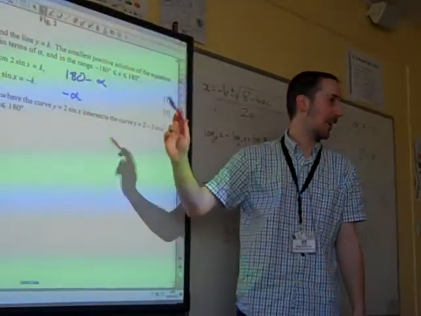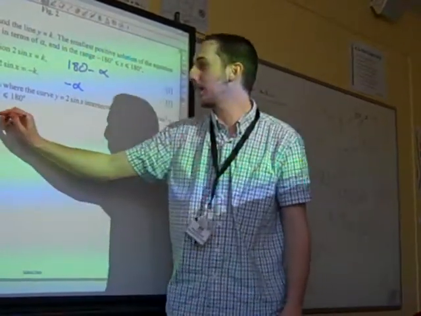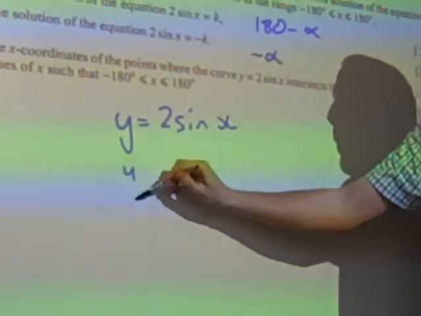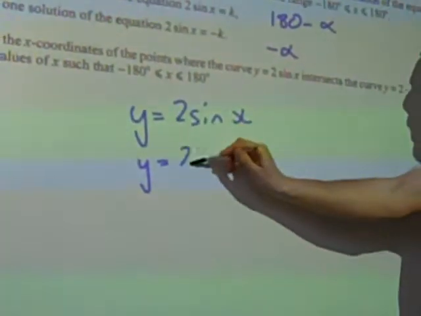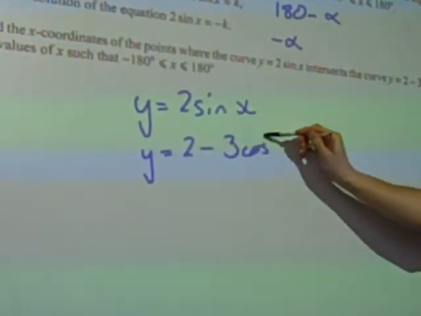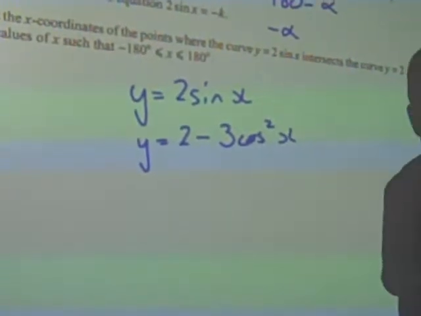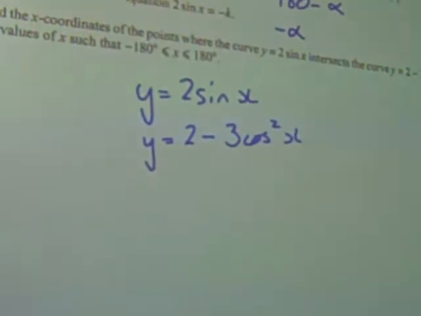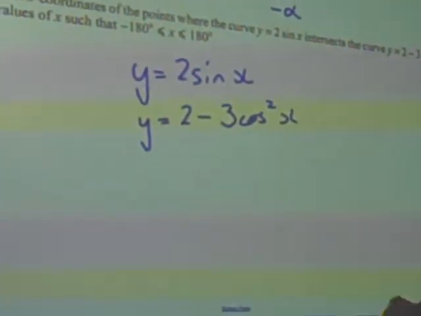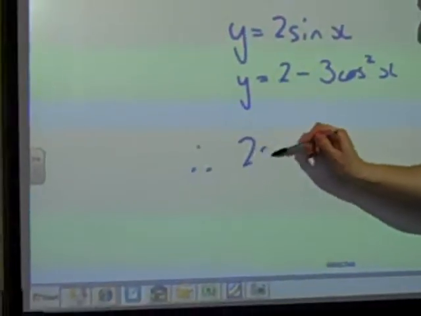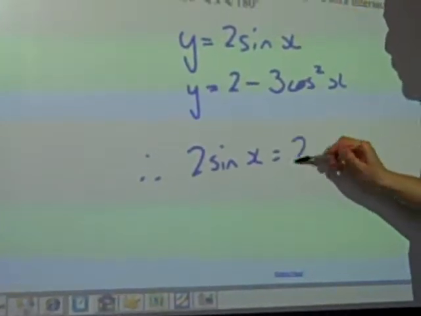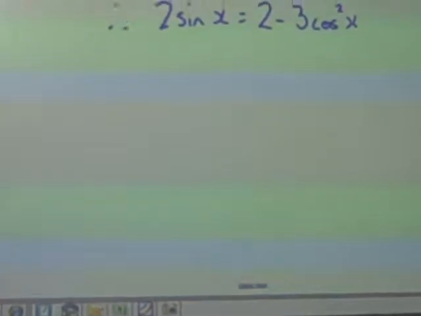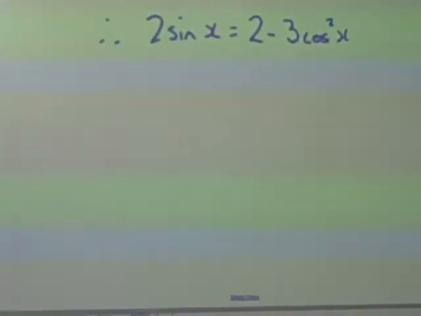We've got two lines, we want to find where they intersect. So we're looking for the point of intersection of 2 sine x and 2 minus 3 cos squared x. What are we going to do? It's a simultaneous equation, isn't it? We're going to eliminate y and we're going to say 2 sine x equals 2 minus 3 cos squared x. Right. How do we solve an equation like this?